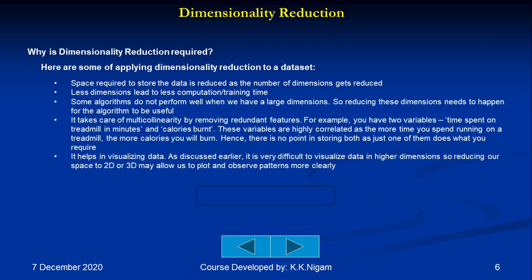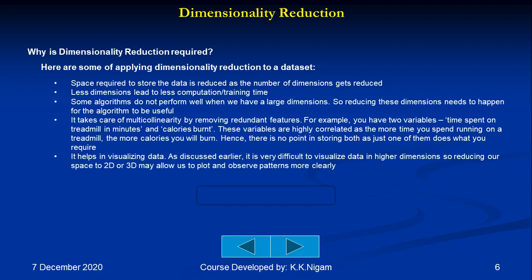Now, why is it required? Here are some benefits of applying dimensionality reduction to a data set. Space required to store the data is reduced. Obviously, when you remove certain variables, the space to that extent would definitely be reduced as the number of dimensions gets reduced. Fewer dimensions lead to less computation and training time also, because definitely your training time will get reduced. Some algorithms do not perform well when we have a large dimension. Now this is a very important factor.